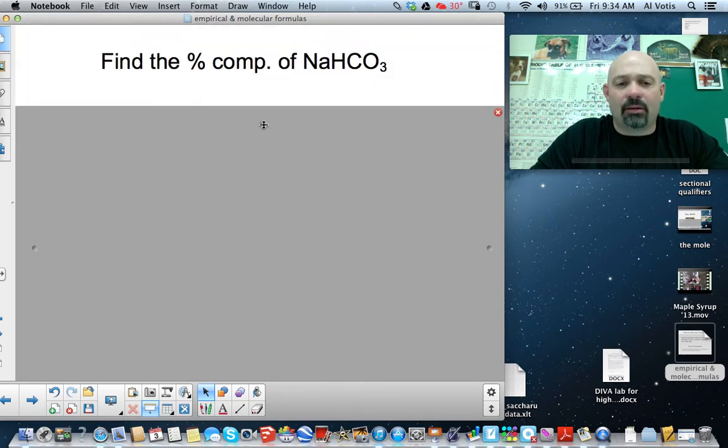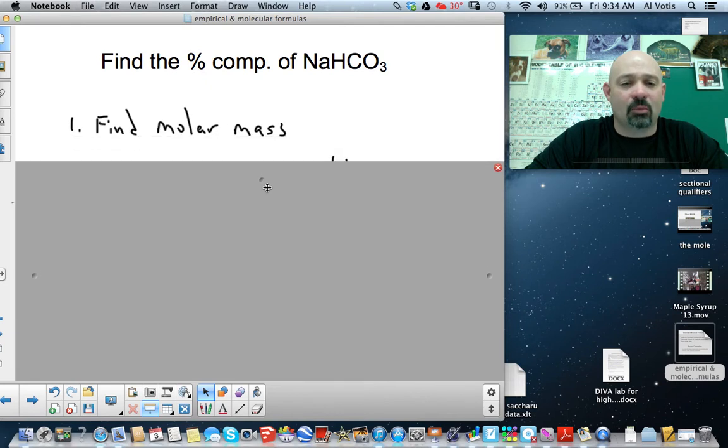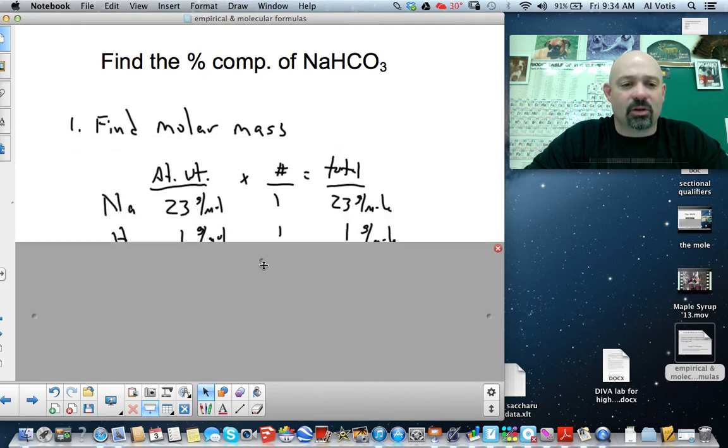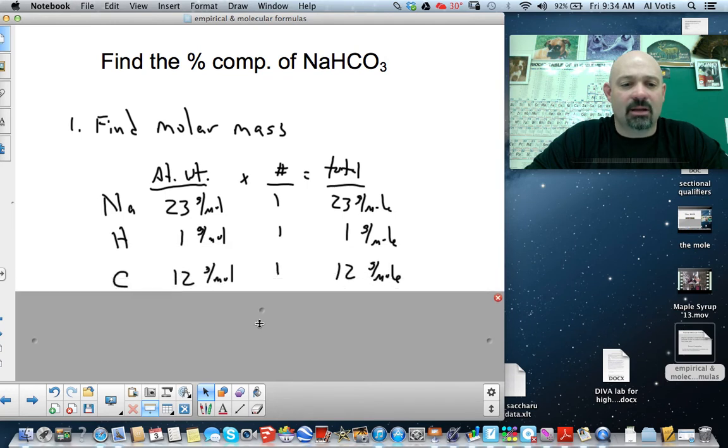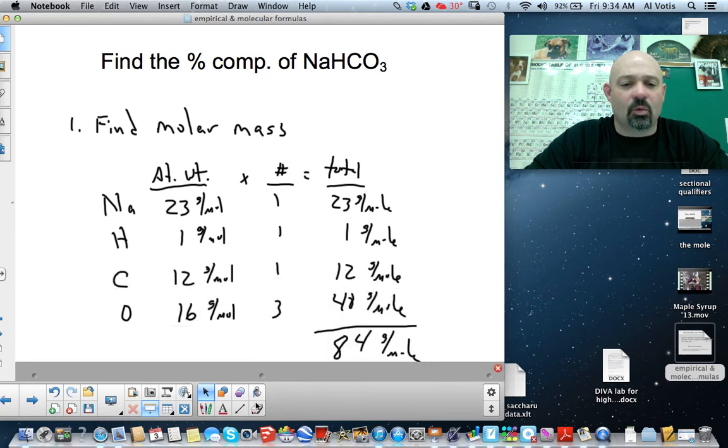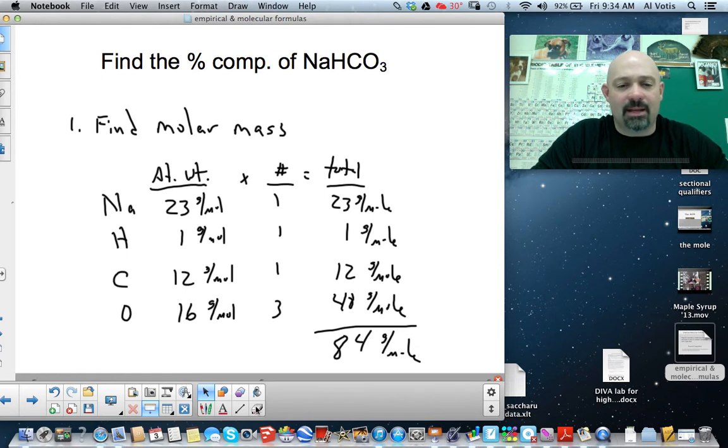So I want to find the percent composition of sodium bicarbonate, or baking soda. Sodium hydrogen carbonate is another way we can say that. Again, we start off and find the molar mass. We write down each element that's present: sodium, hydrogen, carbon, and oxygen. We write down their atomic weights, how many atoms there are, and we get the total for each element. So 23, 1, 12, and 48 for oxygen. We add those together and we get 84.